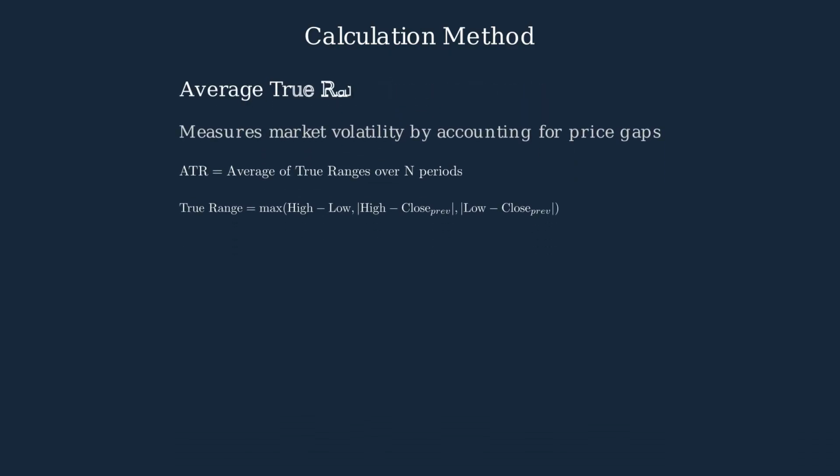The average true range, or ATR, is a key component of Keltner channels as it measures market volatility. ATR is calculated by averaging the true range values over a specified number of periods, typically 14. The true range accounts for gaps between trading sessions by taking the maximum of three measurements: the current high minus low, the absolute difference between the current high and previous close, or the absolute difference between the current low and previous close.